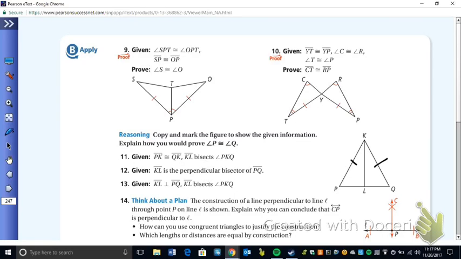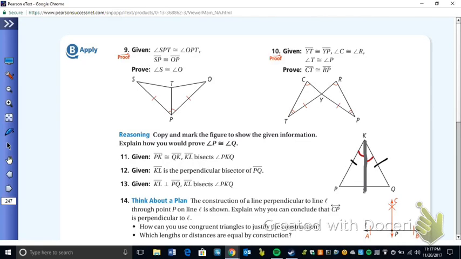So for 11, we're given that KP and KQ are congruent and that KL bisects angle PKQ. So again, we need to remember what bisects means. That is that it cuts whatever in half. If it's bisecting an angle, it cuts the angle in half. If it's bisecting a segment, it cuts the segment in half. When it does that, it cuts it into two equal pieces. So we know that those two angles are the same.